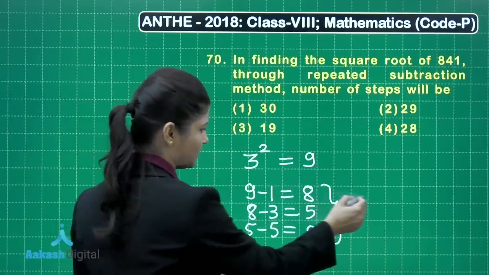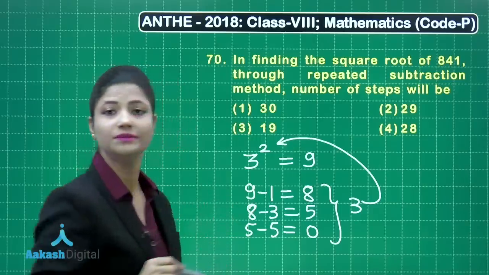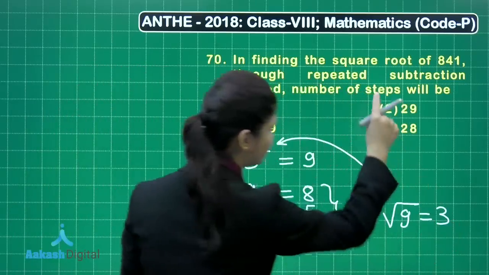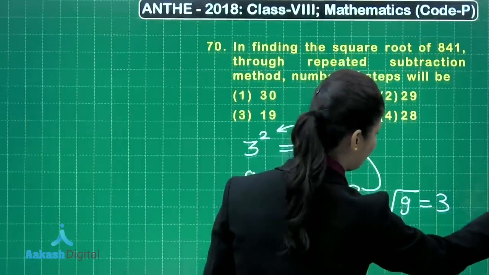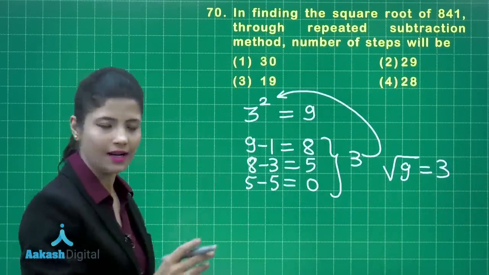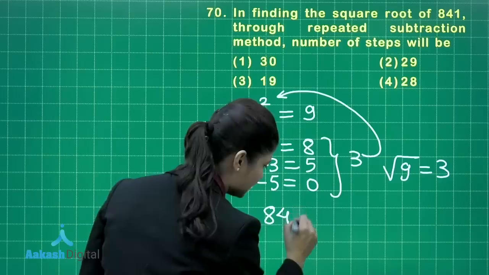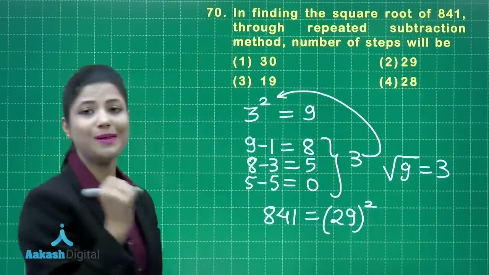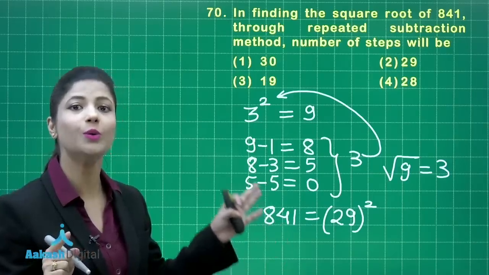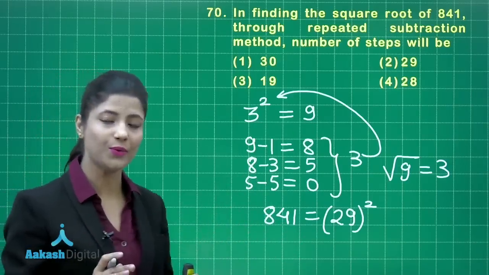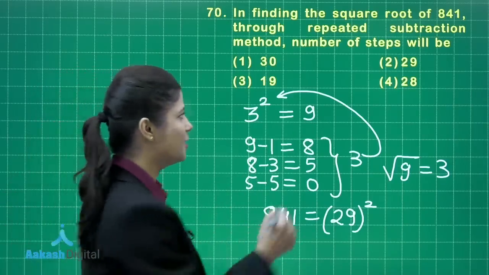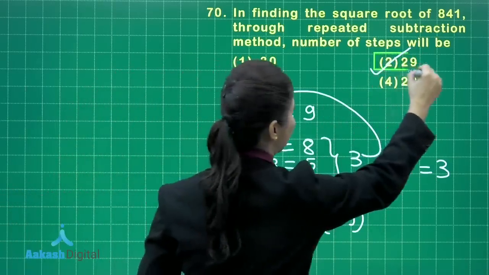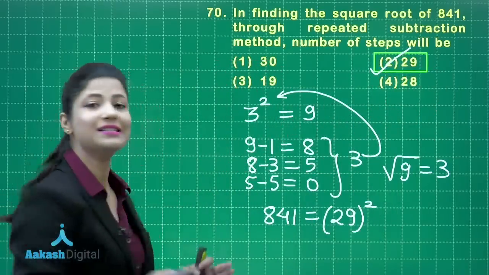So here this is clearly the square of 3, or you can say the square root of 9 is equal to 3. The same relationship will hold for 841. We won't be subtracting again and again, as you are quite aware that 841 is a perfect square of 29. So the number of steps required will be 29 to obtain its square root through the repeated subtraction method. So the correct answer for this question is option number 2, that is 29. I hope it is clear to you.